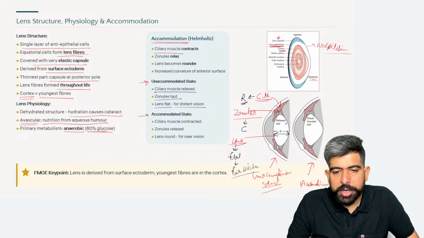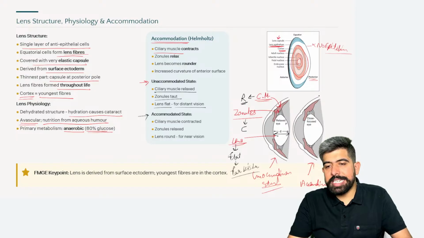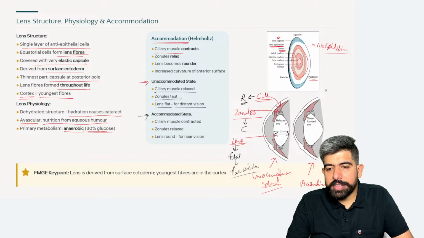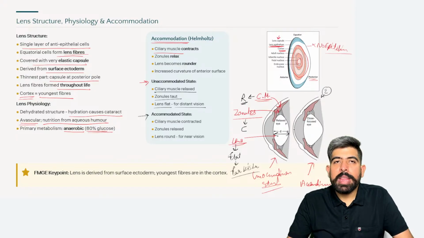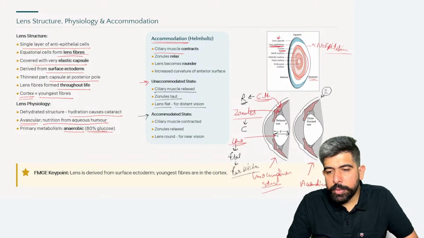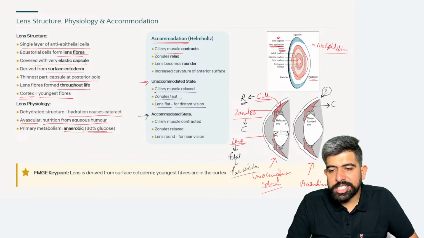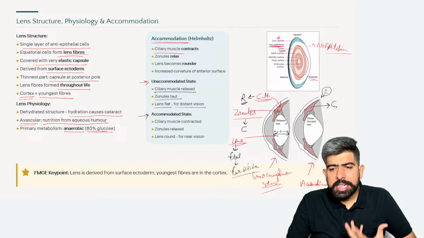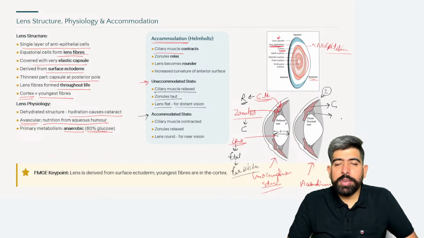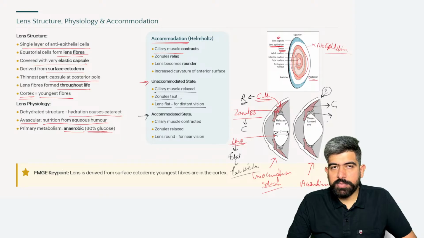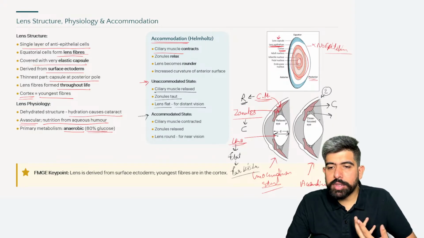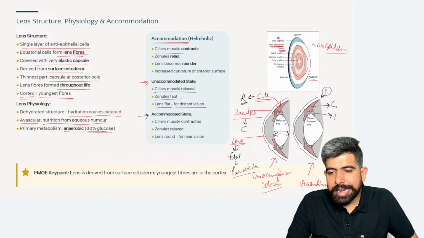Now we are talking about the accommodative state. The second image you can see here is for the accommodative state. In this accommodative state, what will happen? You can see this is the ciliary muscle. The ciliary muscle will do the contraction, as you know very well. So what will be done by the zonules? The zonules will do the relaxation.